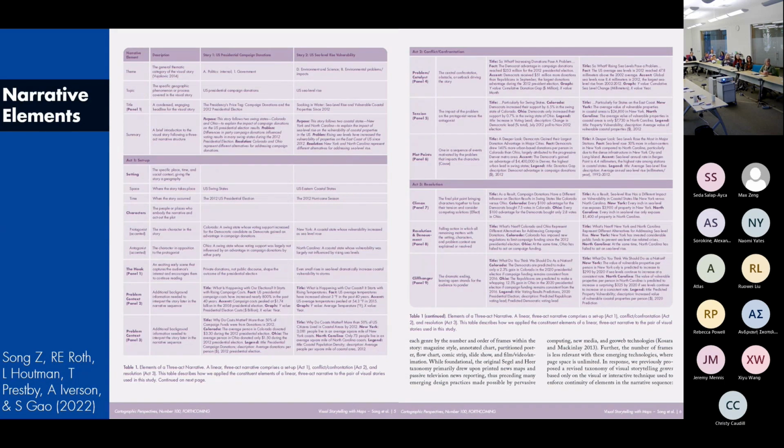So each story has 9 panels in total. Each panel represents a unique narrative element. So for example, panel 1 is the hook and panel 7 is the climax. This table is a great template for us when we plan our story design in this study.